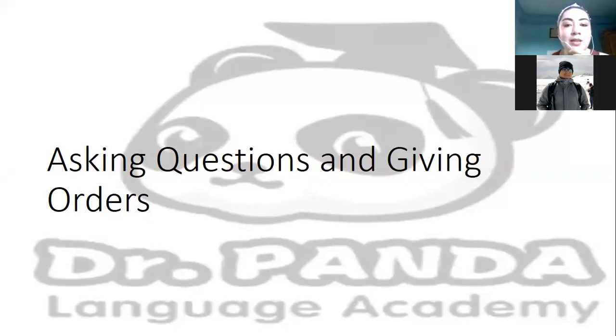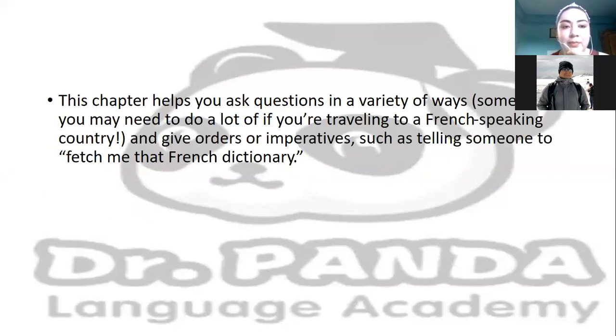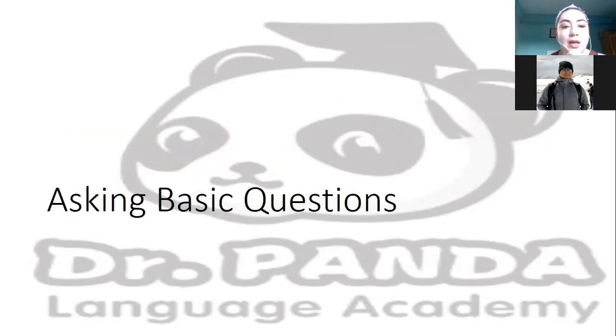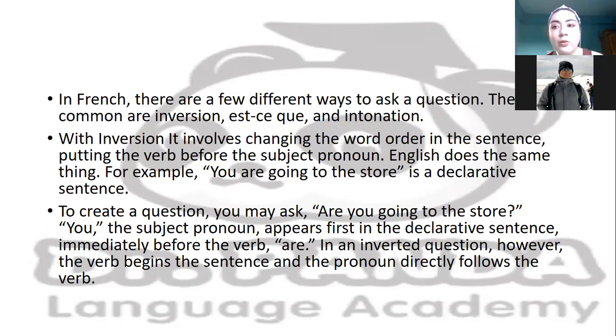Okay, now let's move on to asking questions and giving orders. So this chapter helps you ask questions in a variety of ways. Something you may need to do a lot if you're traveling to a French-speaking country, and giving orders or imperatives, such as telling someone to fetch me that French dictionary. So asking basic questions. In French, there are a few different ways to ask questions. The most common are inversion, est-ce que, and intonation. With inversion, it involves changing the word order in the sentence, putting the verb before the subject pronoun. English does the same thing.